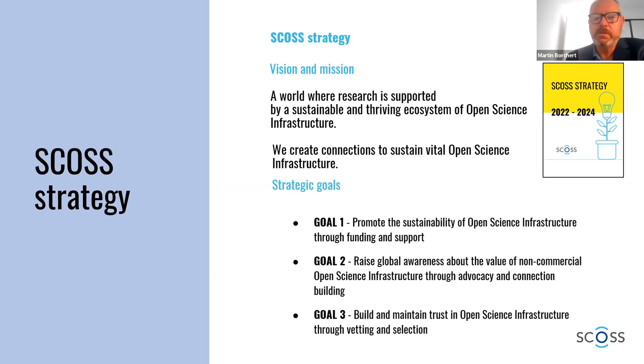So a few years ago, at SCOSS, we did some work on strategy. The point there was to look at whether what we're aiming to do is actually viable and is going to work. We put a lot of work into that strategy. It's a 3-year strategy that we're in the middle of now. So you can see the vision and mission there. We really want to have a world where there's a thriving ecosystem of open science infrastructure.